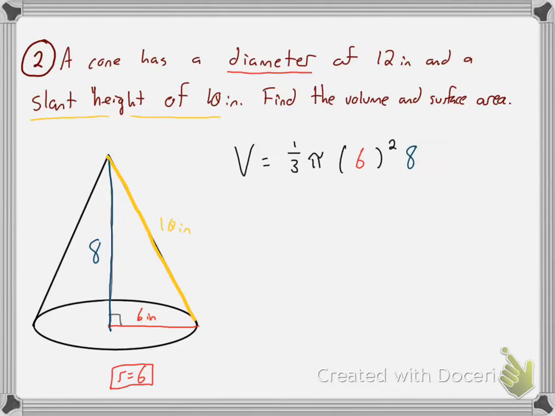So I'm going to plug in those values as I know them. 1/3 times pi times 36 times 8. When I plug all that stuff in, I get 301.59 inches cubed.